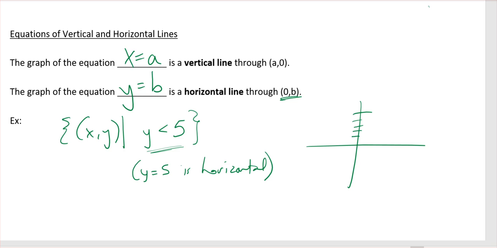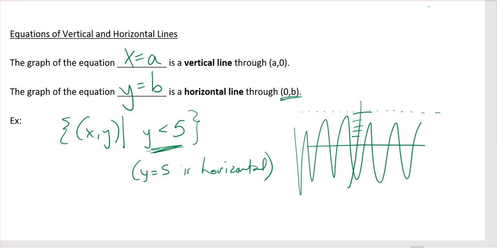We don't have any restrictions on x, so x can be any real number at all, but our y values just need to be less than 5. So here's where y is equal to 5, and we just want everything below that, right? We've got to be less than 5. So we're going to shade in everything in here. And in WebAssign, there's a little tool, I think it looks like a little paint can or something, and that's going to fill a region for you.